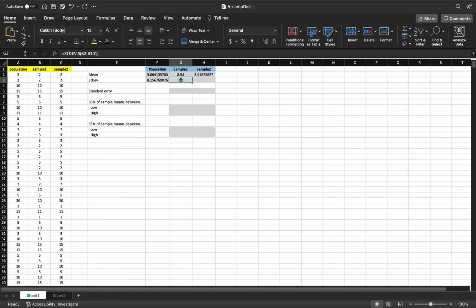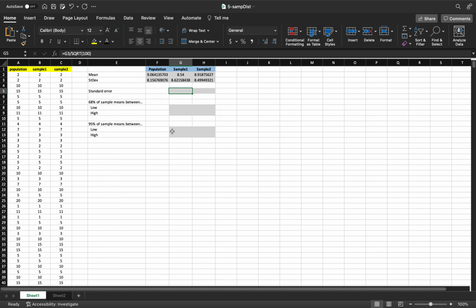To find the standard deviation of our sample, the formula changes slightly in Excel in that we use STDEV.S for a sample, instead of STDEV.P for the population. And our standard deviation for the sample is right here. Using that same formula, we'll find our standard deviation for our second sample, our slightly larger sample.